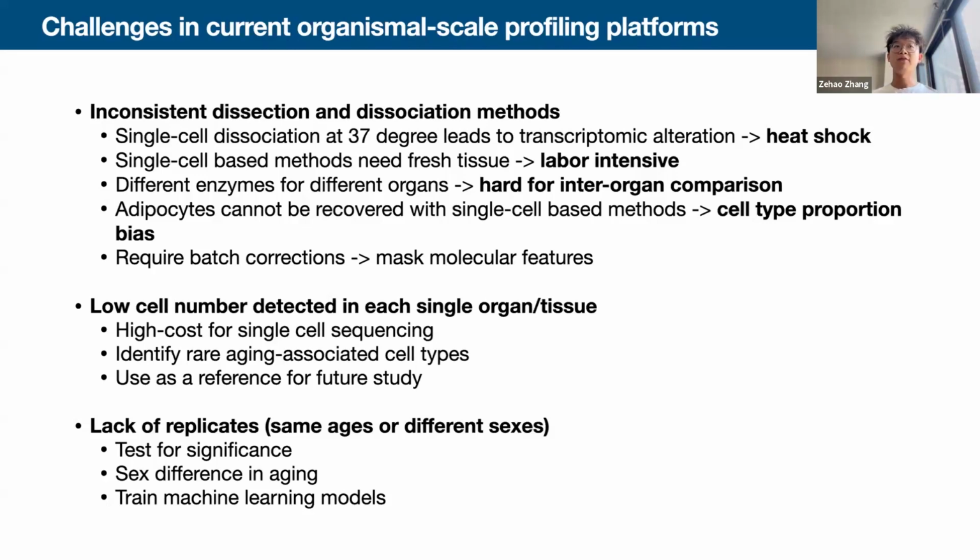And different enzyme dissociations really introduce batch effects, which is hard for us to compare the same cell type between different organs. And also we heard from some adipose scientists at Rockefeller University that most single-cell based methods are not feasible to recover any adipocytes because the adipocyte is so fragile, and during single-cell dissociation, these cells just break, which leads to a bias towards specific cell types that are more easily dissociated.